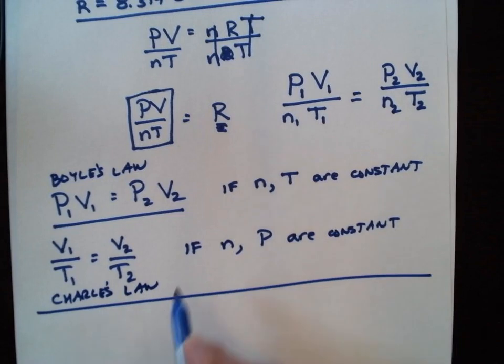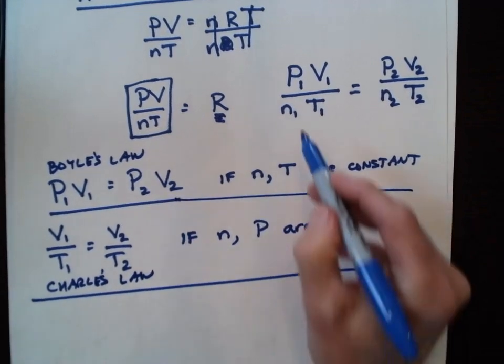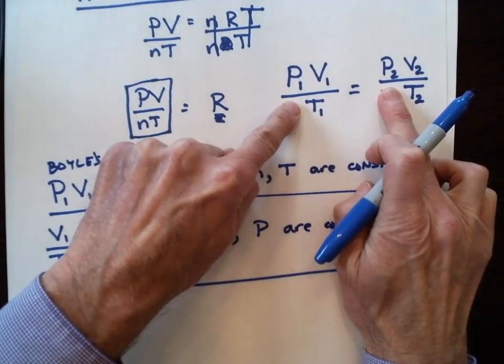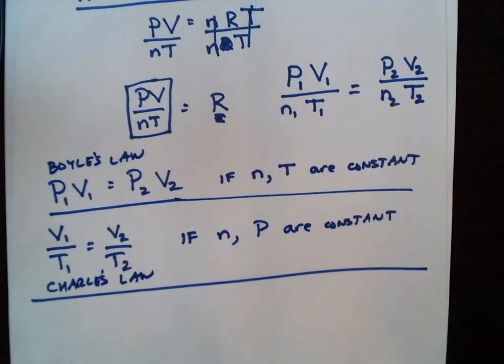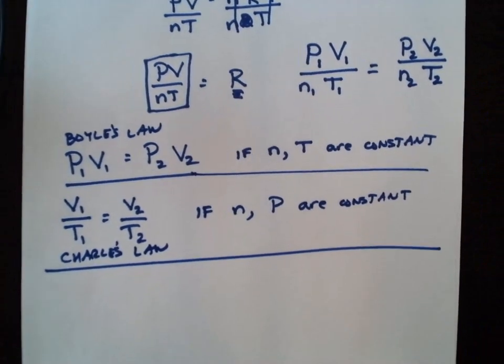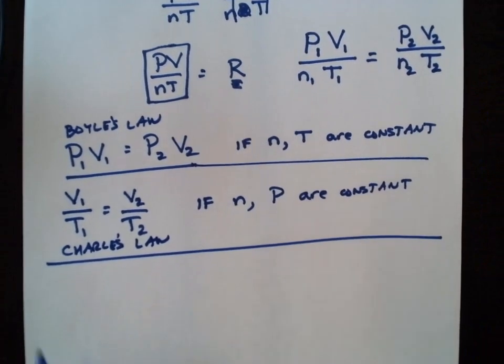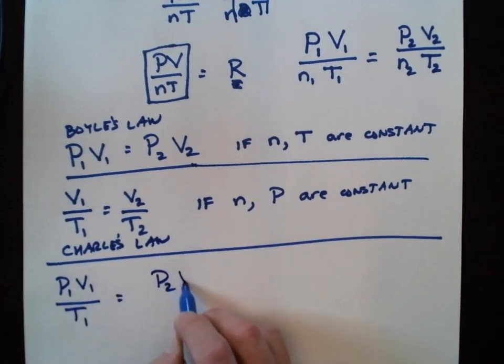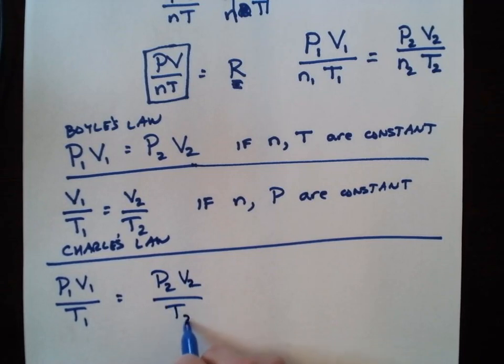And sometimes we use what we call the combined gas law. That's if the only thing we keep constant is moles, so we can ignore the moles in these equations and everything else varies. So the combined gas law would look like this: P1 V1 over T1 equals P2 V2 over T2, of course, if your moles of gas are constant.